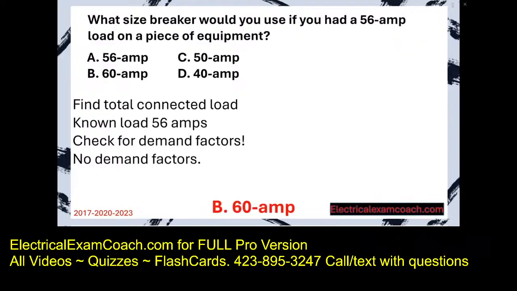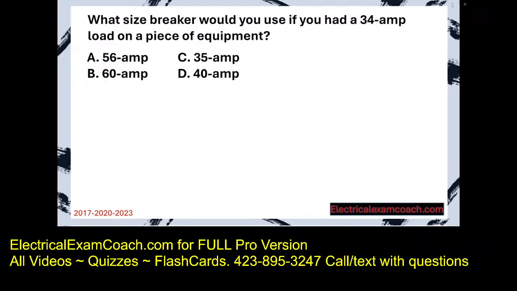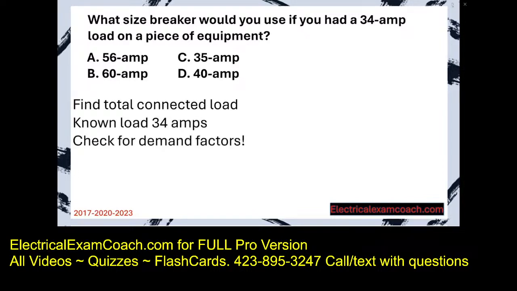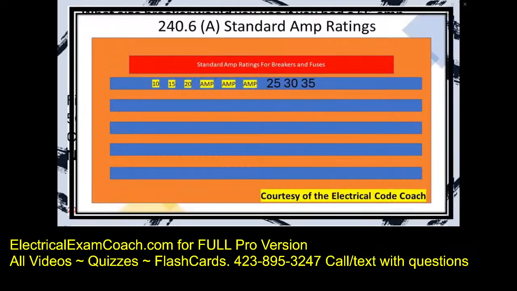Great job. What size breaker would you use if you had a 34 amp load on a piece of equipment? Step 1, find the total connected load. The known load as of right now is 34 amps. But we gotta check for demand factors. There are no continuous loads, and there are also no specific pieces of equipment. So therefore, there are no demand factors. We're gonna head to our table, 240.6(A), and we're gonna choose the next size up, which in this case would be a 35 amp breaker.